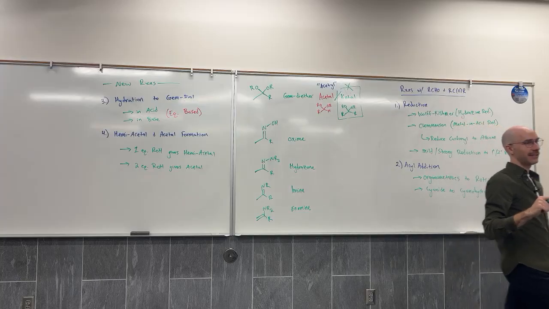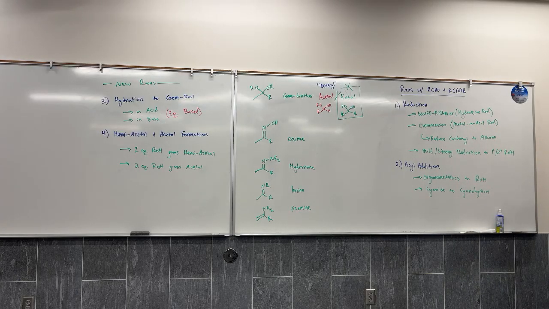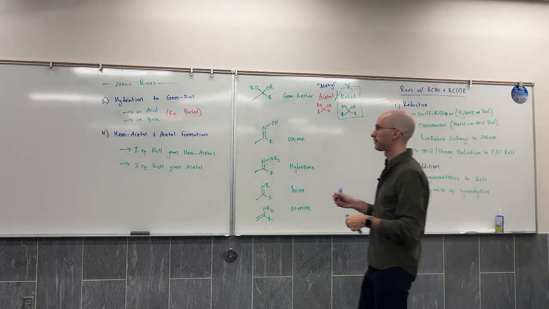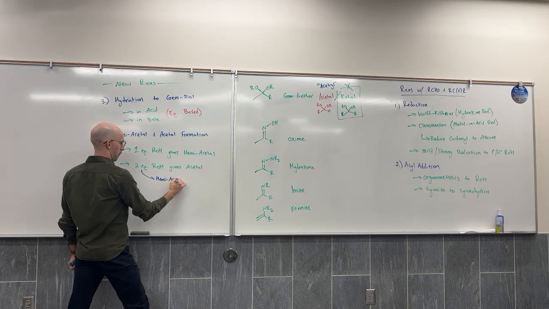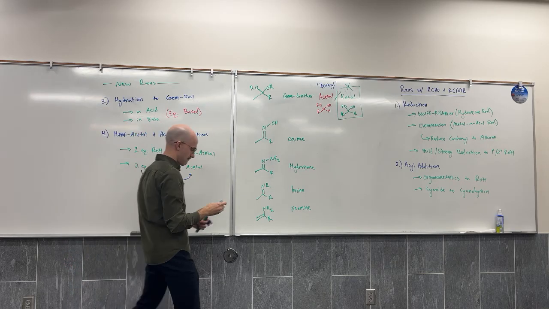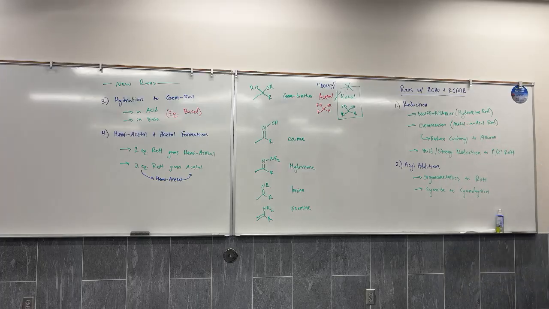The hemiacetal is an intermediate on the way to forming an acetal. This should make sense. In order to add 2 equivalences, I have to start by adding 1 equivalence. And it's the second equivalence that converts the hemiacetal into the acetal. It's kind of like how when a primary alcohol gets oxidized to a carboxylic acid, the primary alcohol gets oxidized into an aldehyde, and then the aldehyde gets oxidized into a carboxylic acid.